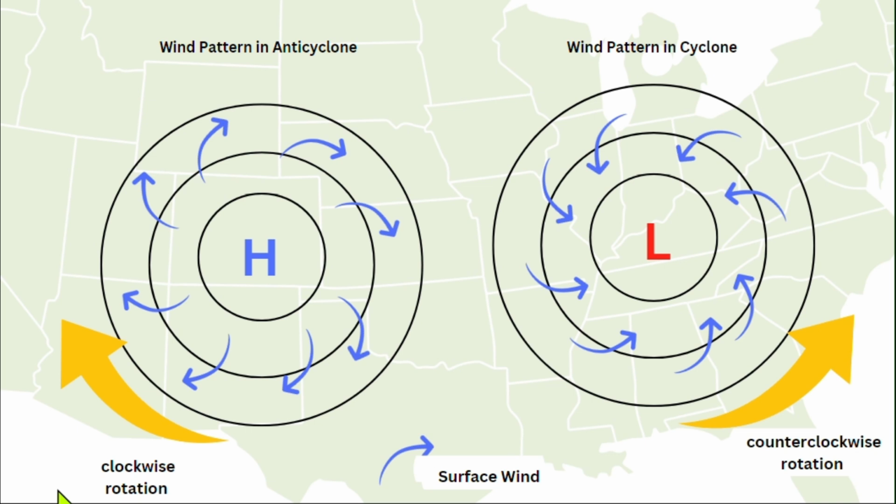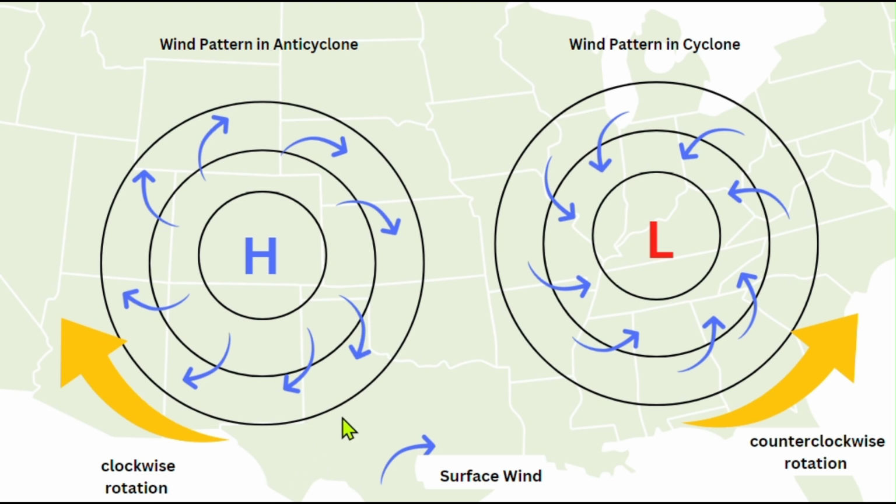Now let's switch and examine the wind pattern in both anticyclones and cyclones on a surface weather map. We already know that the pressure gradient force initiates the movement of air, driving it from high to low pressure. However, two additional forces influence the wind, the Coriolis force and the friction. These forces cause the air to be deflected, so it doesn't move directly from high to low pressure, but instead crosses the isobars at an angle.